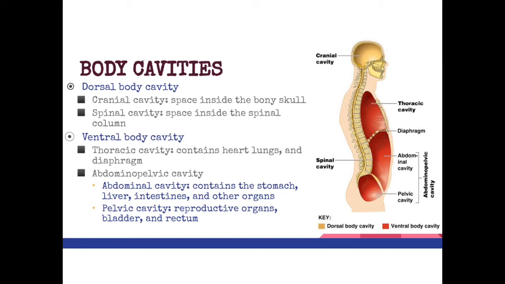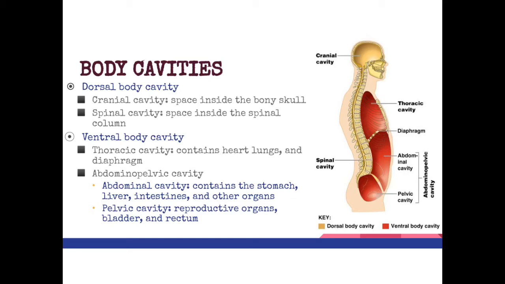And then looking at body cavities here, so we have 2 main body cavities. We have the dorsal body cavity. So that's more of the posterior body cavity. And then we have the ventral body cavity, which is the more anterior of the 2 body cavities. In the dorsal cavity, we have the cranial cavity, which houses the brain, so that's the space inside the skull where the brain would be. And then we have the spinal cavity, which is going to house the spinal cord, so that's the space inside the spinal column, which the spinal cord will run through.